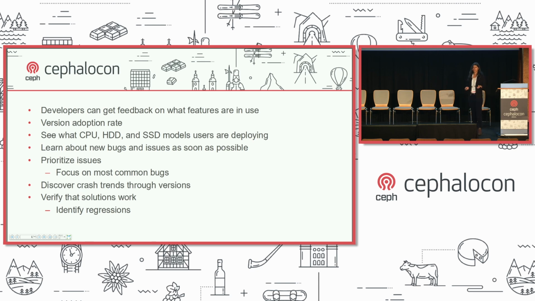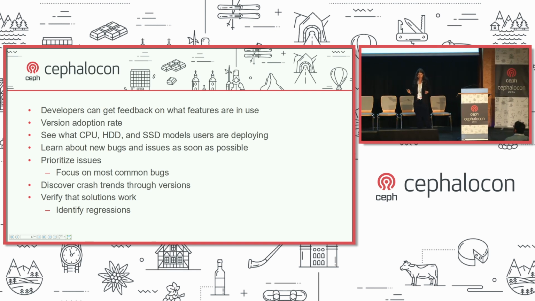So for developers, it's very useful to get feedback on what features are in use. You can see that every now and then we ask users for feedback, and a lot of it can be collected automatically. We want to know how users adopt new versions, how fast we upgrade, what CPU and drive models our users deploy. And one great thing about our telemetry is that we can learn about new bugs as soon as they happen with the crash data that we collect. Thanks to that, we can prioritize issues.